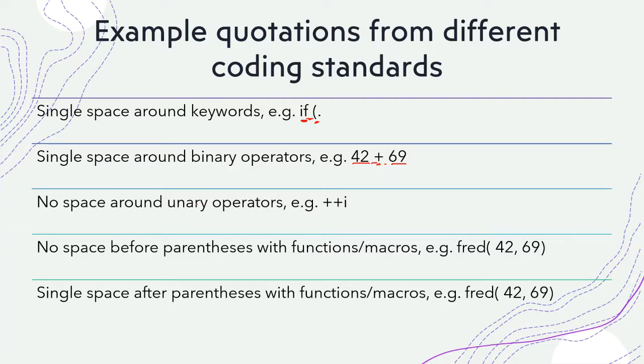No space around unary operators. Example, this plus plus here, there should be no space in between the i. No space before parentheses with functions or macros. Example, fred, and then you have the parameters here, the 42 and 69. And a single space after parentheses with functions or macros. This here are the single spaces that we have.